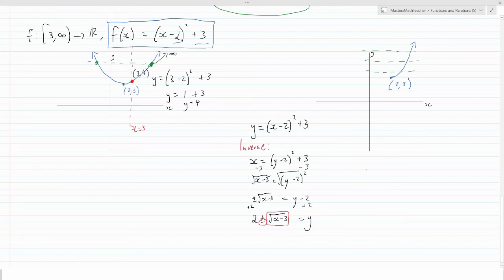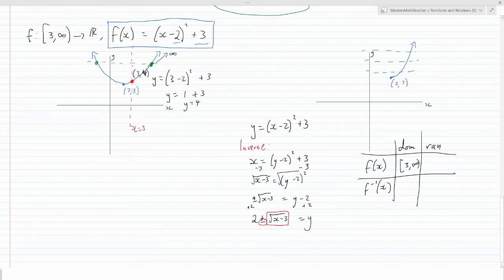Well, we make our table, f of x, f negative 1 of x, dom, ran. We're in our table here. The domain of f of x was 3 to infinity, and our ran of f of x, so we haven't explicitly stated the range. But can we quickly find that? Well, let's have a look.